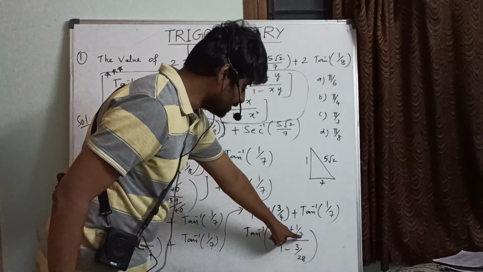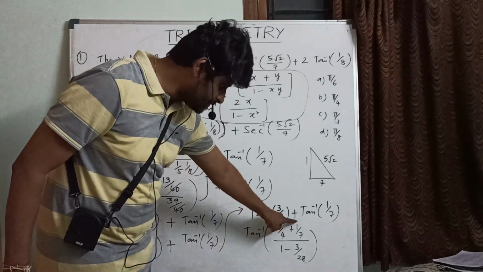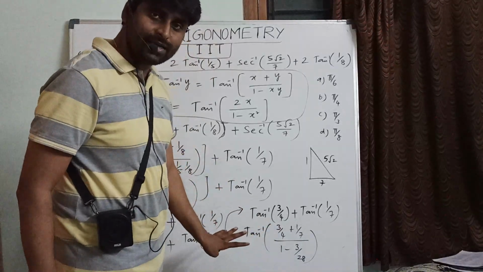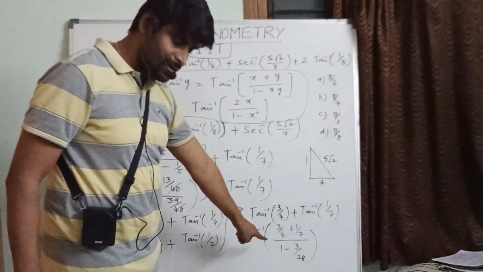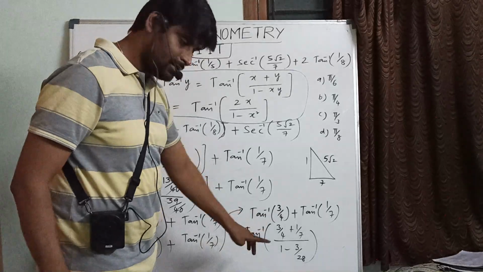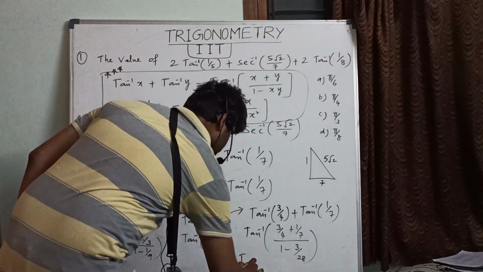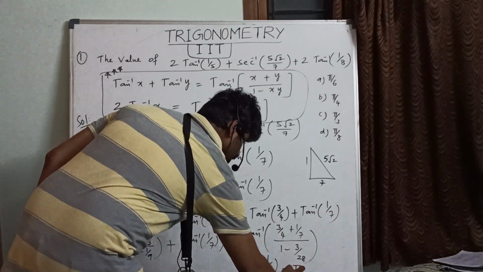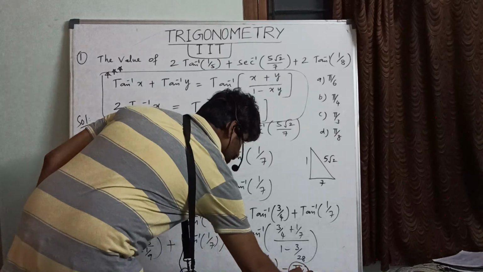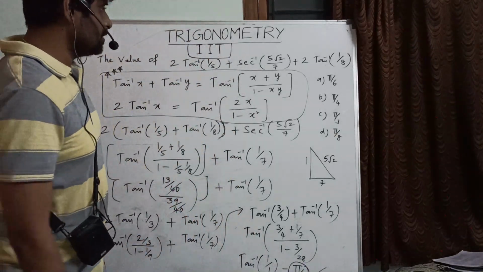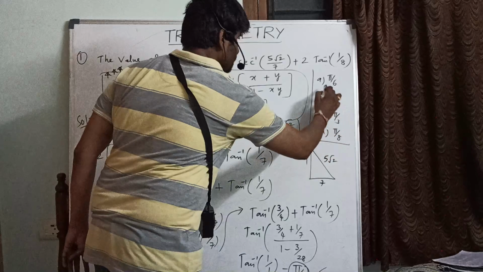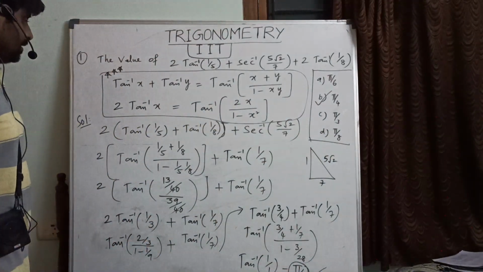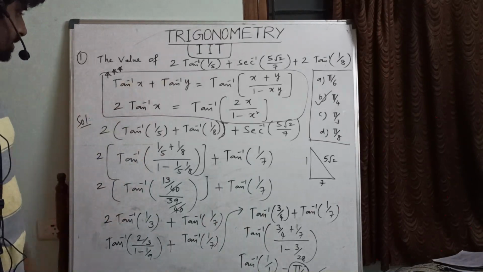See here, cross multiplication: 7 times 3 is 21, 21 plus 4 is 25. Here also 28 minus 3 is 25, so 25 by 28 over 25 by 28. Both results are the same here, if you can understand. So tan inverse of 1 by 1, which gives you 45. So which of the following options is correct here? Option B. Clear? Hope you can understand. Just have a look at that.